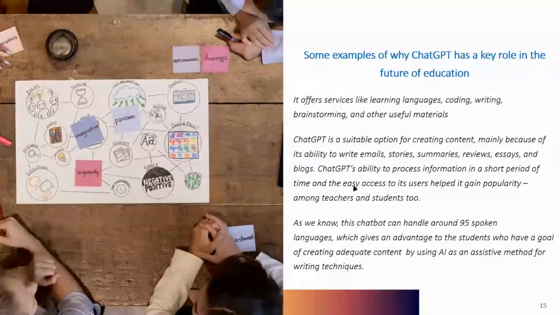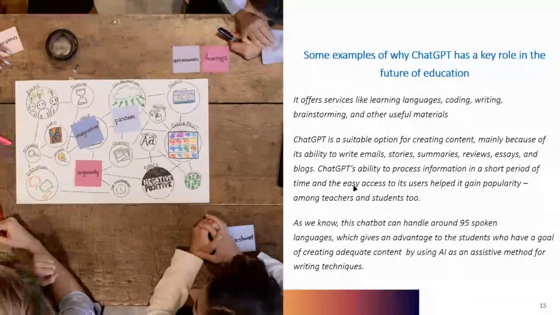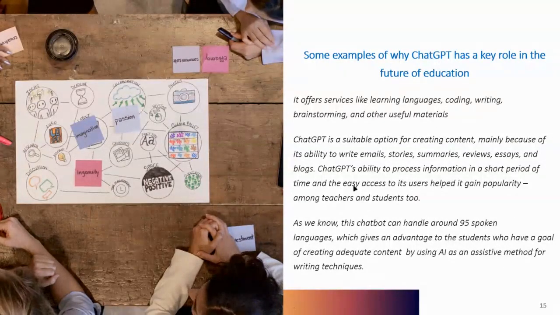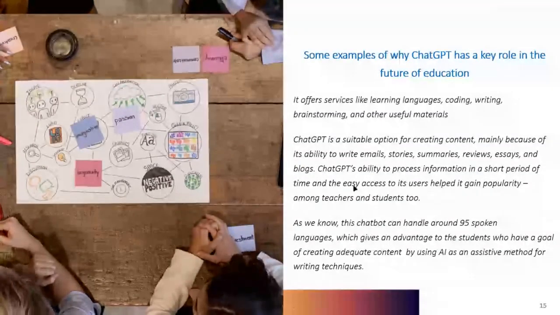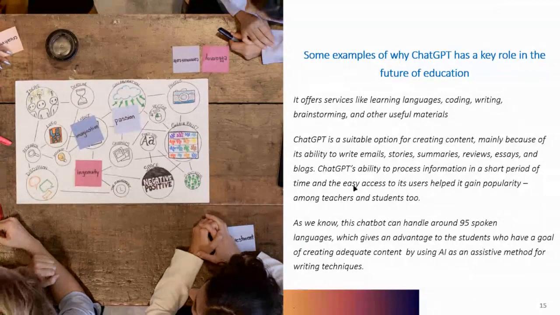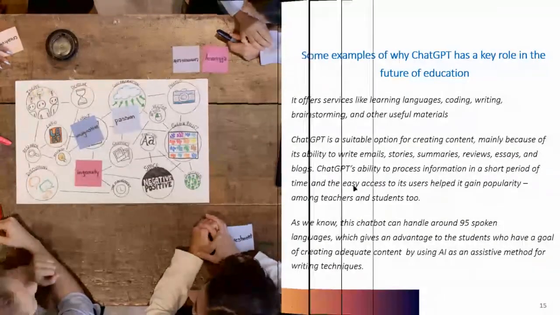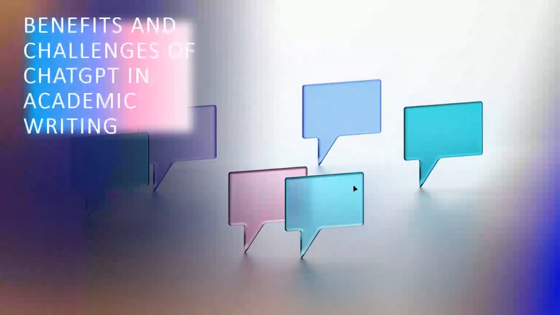Okay, now we know that this chatbot can handle 95 spoken languages, and this gives an advantage to the students, especially who have a goal of creating adequate content by using AI as an assistive method for writing techniques. Now let's check in detail the benefits and challenges of ChatGPT in academic writing.